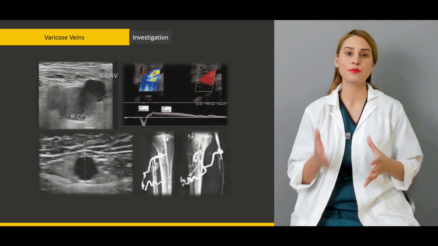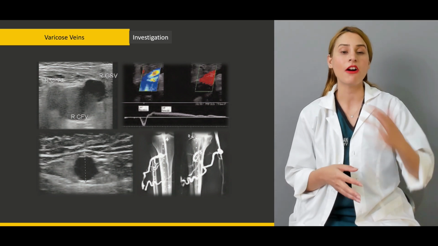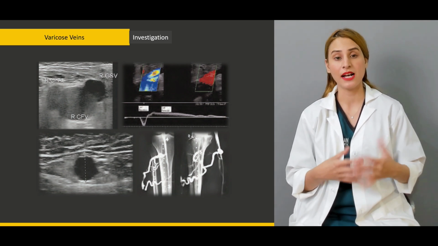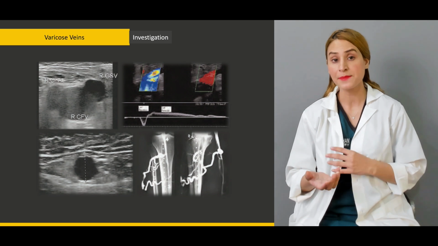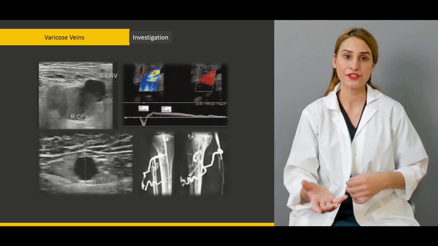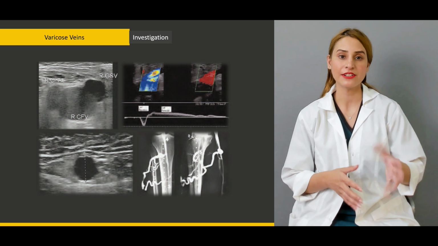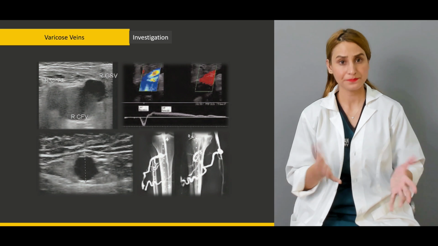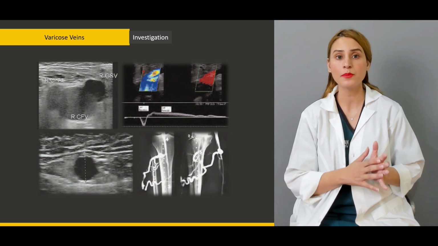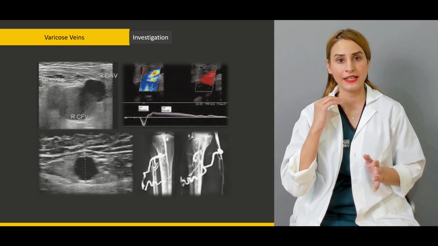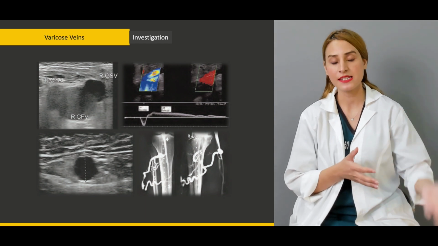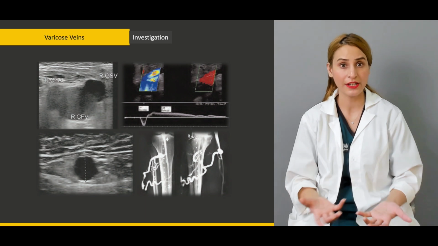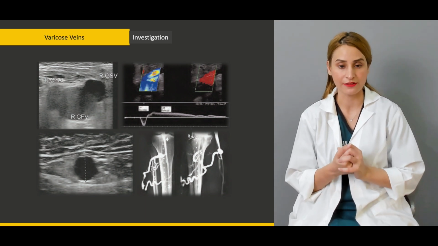So we do the ankle brachial pressure index to rule out arterial pathology. It's not very diagnostic for venous disorder, but it will help you differentiate between the arterial and the venous disorder, right? So most of the time, if the ankle brachial pressure index is normal, we will think about venous pathology, and if it's abnormal, we'll think about arterial insufficiency or arterial disorder.